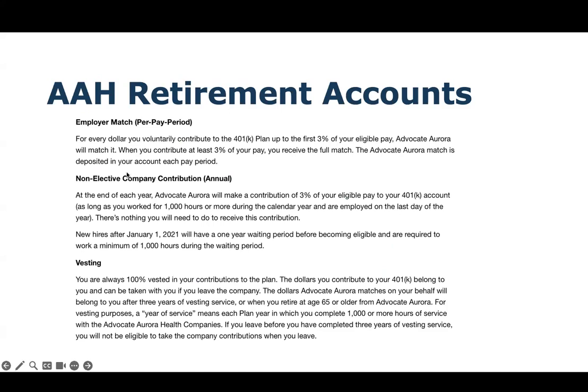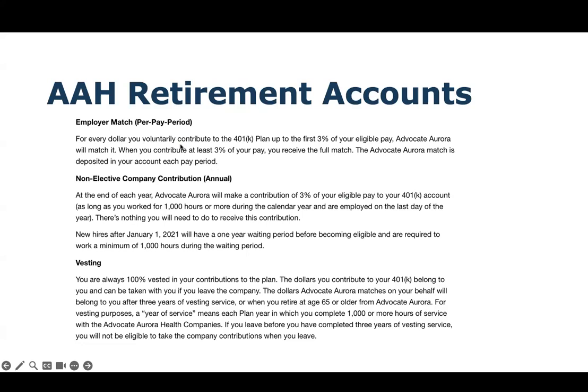Retirement account information, basically you get a 401k and you get a match up to the first 3% of your eligible pay. So that's a pretty nice offering. A lot of residents don't get any match. In addition, you get a non-elective match. And so basically, whatever you contribute, Advocate's going to match you up to 3%. But even if you don't contribute, they're going to make a contribution on your behalf, which is a really, really nice benefit as well. So you're making money even if you can't.